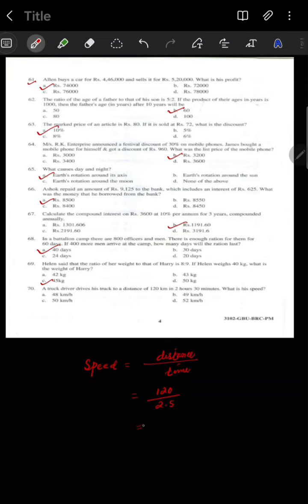Then if you simplify and divide, you will get 48 kilometers per hour. So option A is your correct option here.